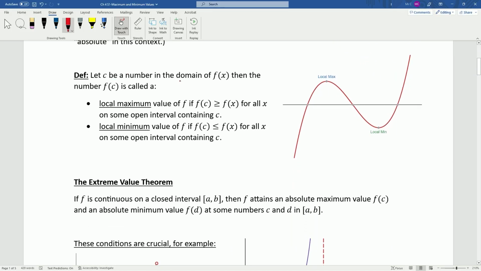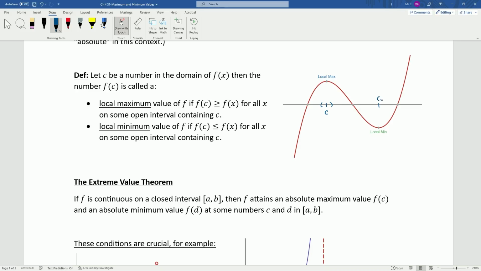Let c be a number in the domain of f of x, then the number f of c is called a local maximum value of f if f of c is greater than or equal to f of x for all x in some open interval containing c. So for example, if I look over here to the right, let's call this point c. So this is called a local max if I can draw some small interval around c where this is the highest point on that interval.